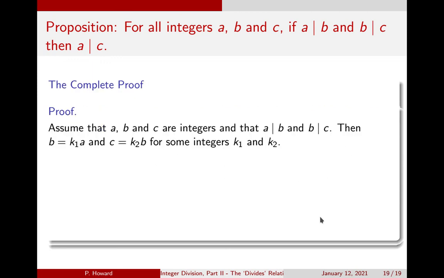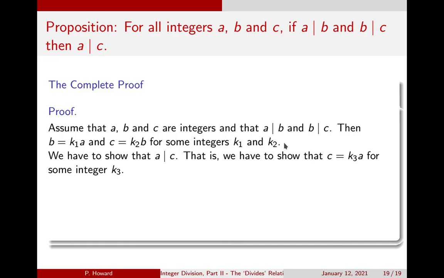And now here's the complete proof. We write down the assumptions, we translate into equations. Assume a, b, and c are integers, and that a divides b and b divides c. Then b is k1 times a, and c is k2 times b, where k1 and k2 are integers. We have to show that a divides c. In other words, that c is k3 times a for some integer k3. And we will prove this equation as we did before by starting with the left-hand side.